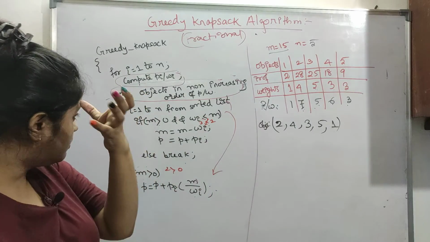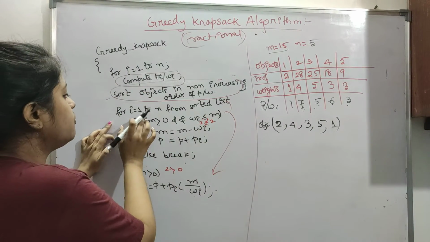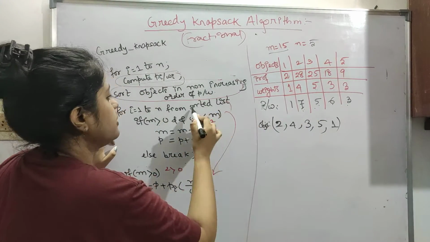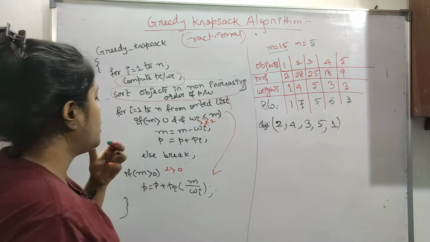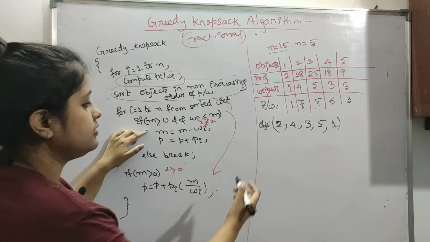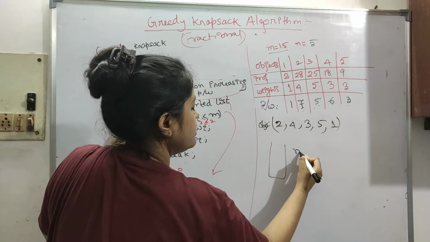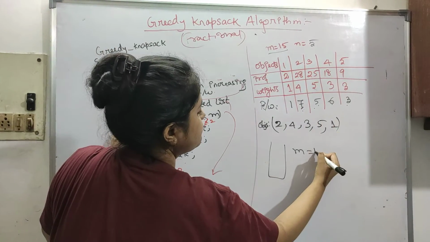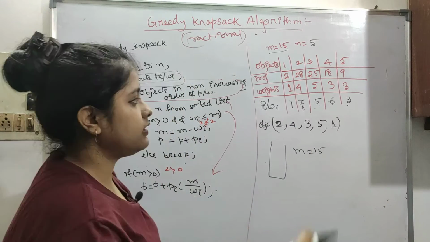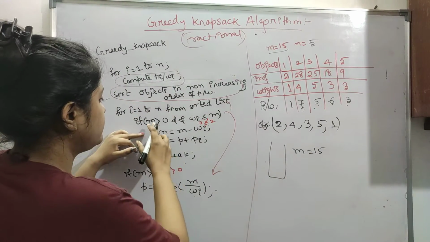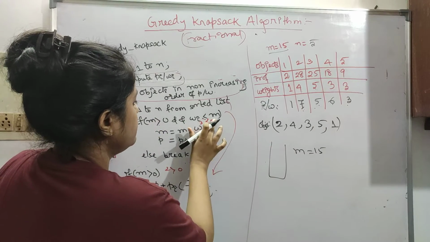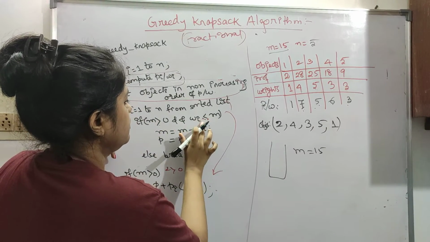Now we will complete this algorithm. For 1 to n, we have to scan the sorted list, not the previous list but now the sorted list. See, this is our knapsack. Firstly the capacity was 15 and nothing was there in our knapsack. Now we are putting some objects in our knapsack, while the capacity is greater than 0.